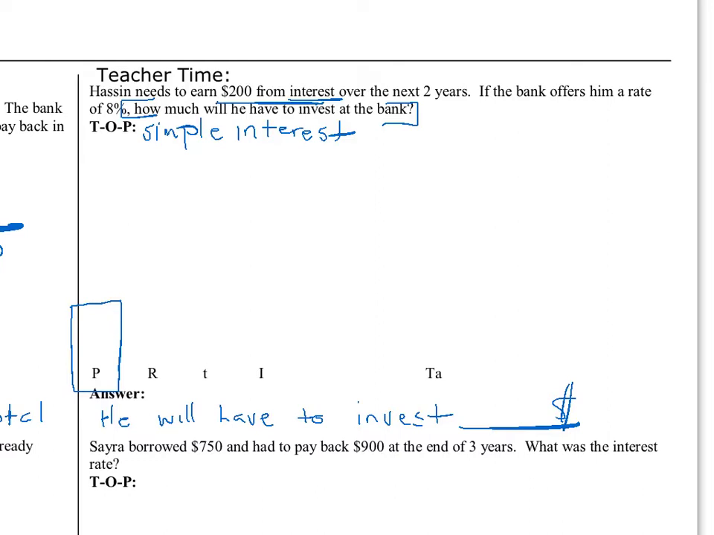He needs to earn $200 from interest. $200 is the interest. Over the next 2 years, 2 years is the time, and at a rate of 8%, 8% is the rate, which is 0.08. Set up our equation. P times 0.08 times 2 is equal to 200.